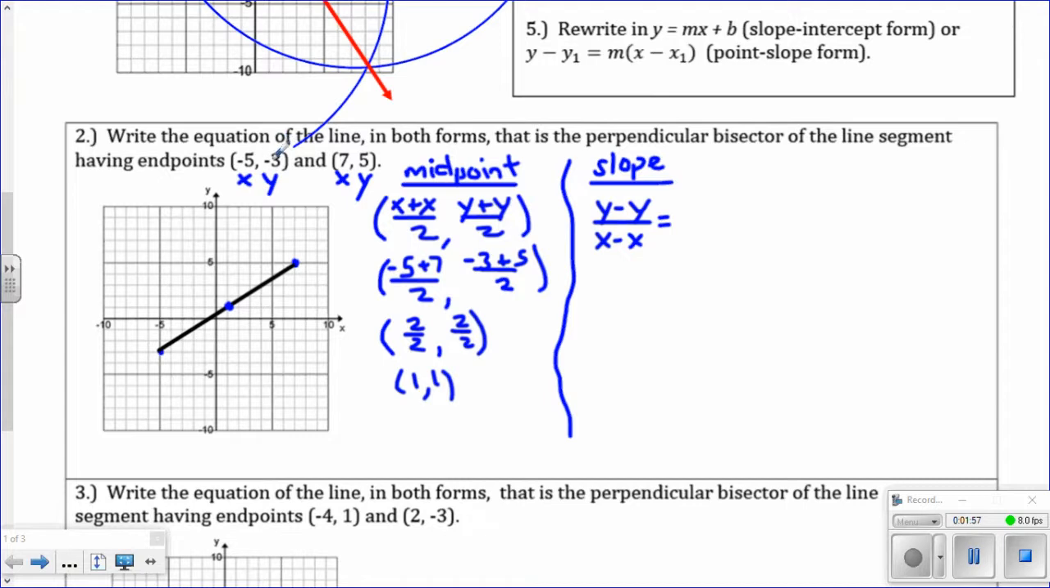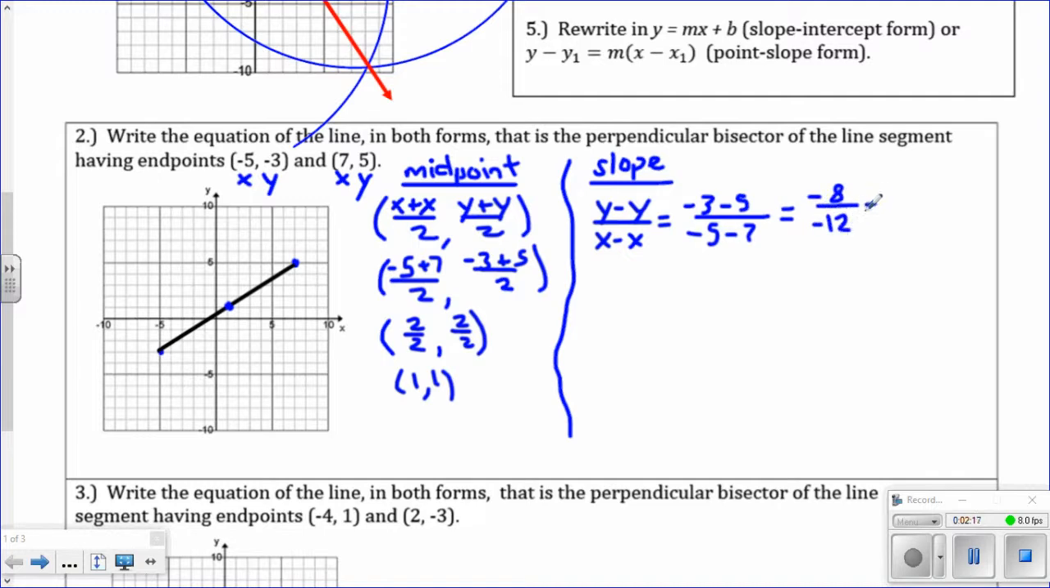I'm going to start with the first point. So it's negative 3 minus the other y, which is 5. x minus x, go back to the first point, negative 5, minus the other x, which is 7. Subtract on the top, negative 3 minus 5 is negative 8. Negative 5 minus 7 is negative 12.